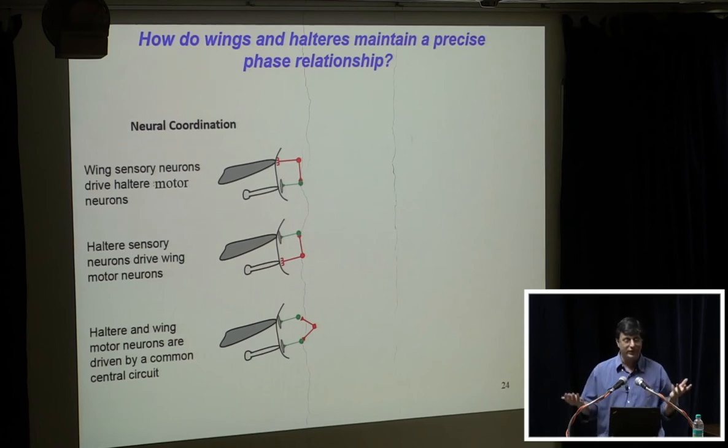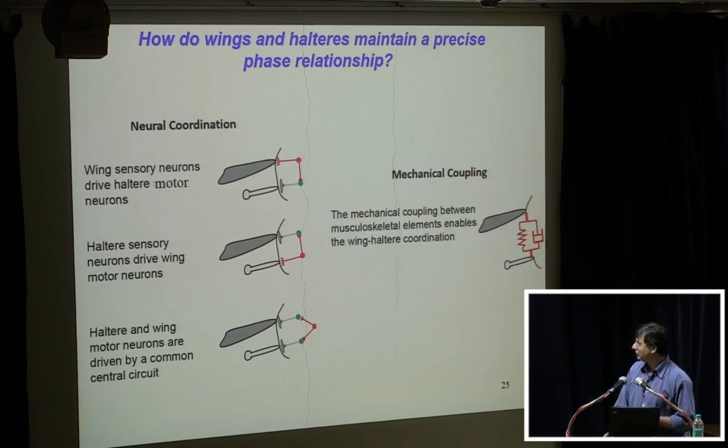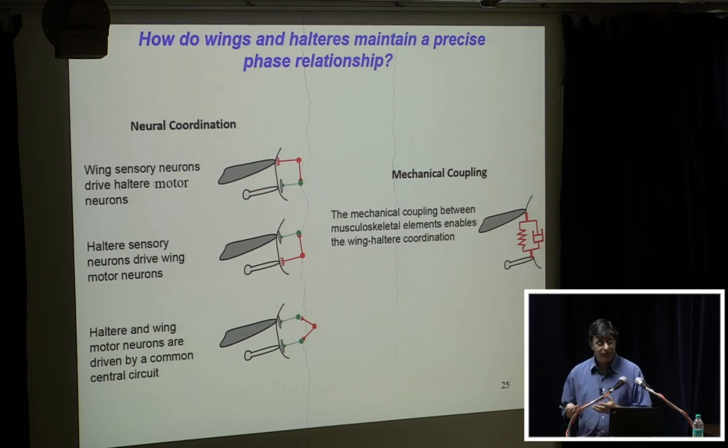It's in a reflex kind of loop, so when the wing goes up, the haltere goes down. Or you have the haltere sensory neuron talking to the wing motor neuron, haltere goes down, wing goes up, or you have one neuron that tells the wings to go down, halteres to go up. But even that is going to be slow compared to what is needed. So the counter hypothesis that we had, or Tanvi had, was that maybe this is not neurally driven at all.